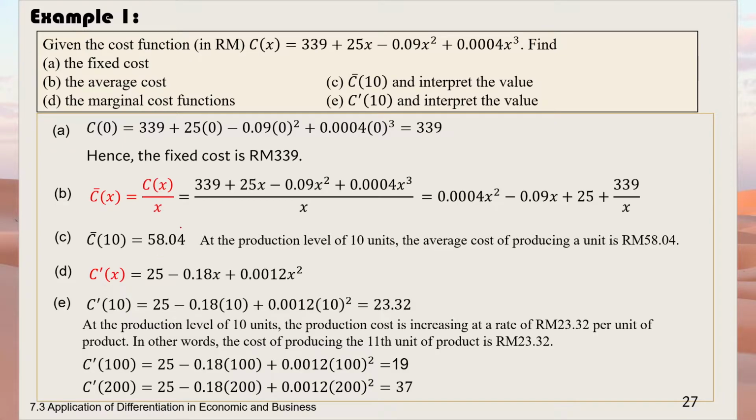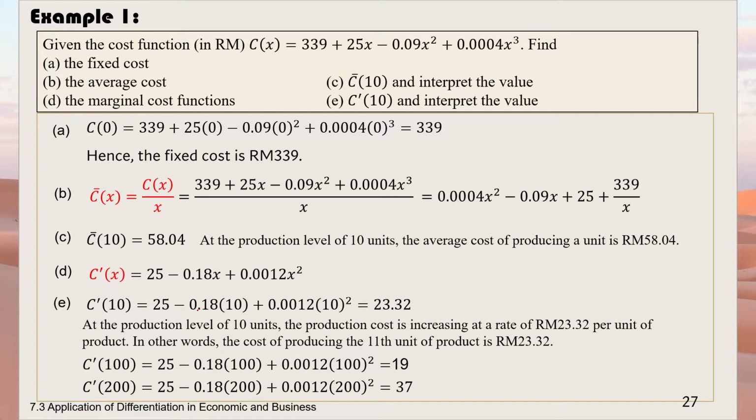So you differentiate. 339 differentiate, you get 0. 25x, you get 25. And this one, bring it down, is negative 0.018. And then this one multiply is 0.0012 x squared. And if you substitute 10 inside, you will get 23.32.